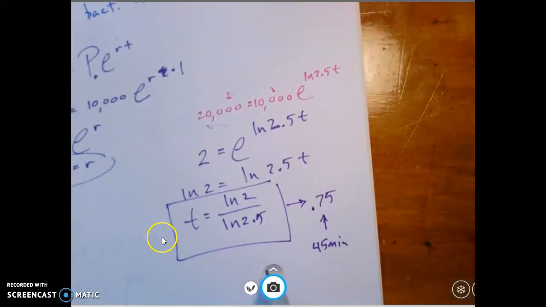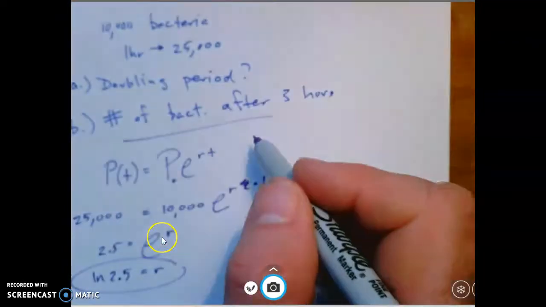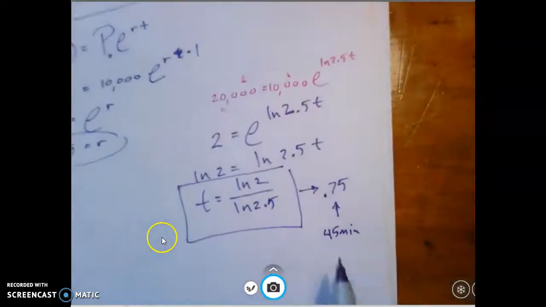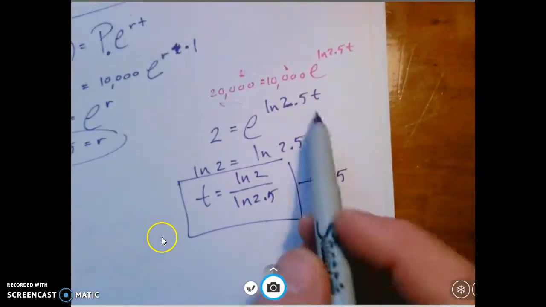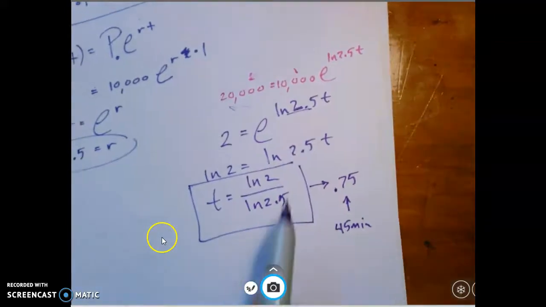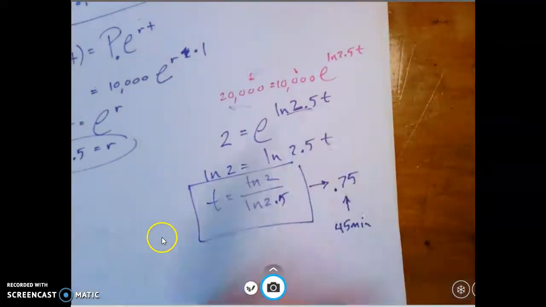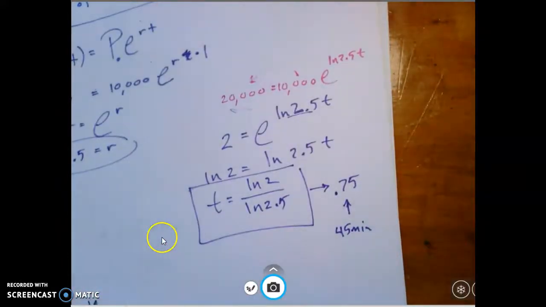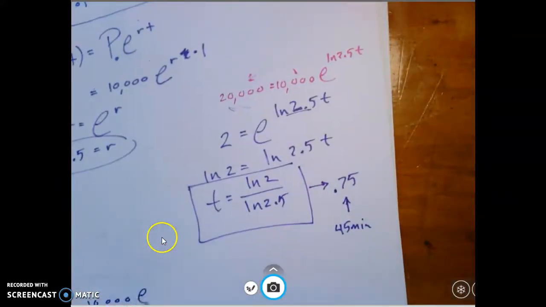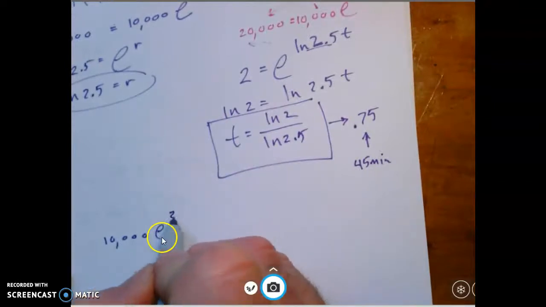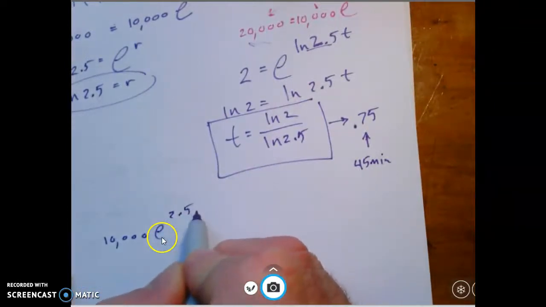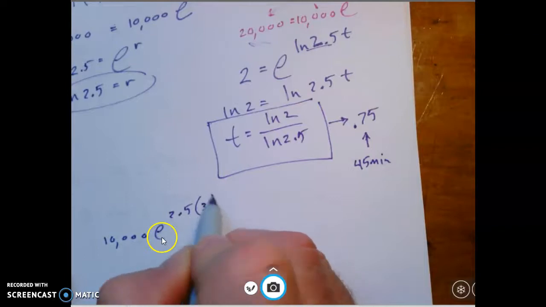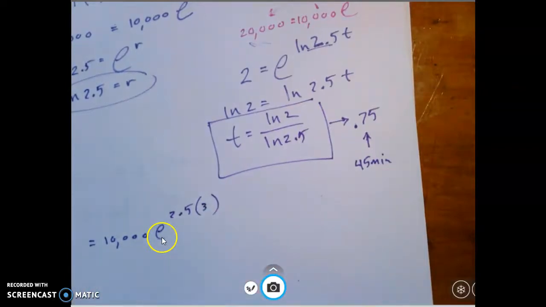So from there the question becomes, how many bacteria after 3 hours? I already calculated a doubling period, but that doesn't apply here. I simply take this number, ln of 2.5, and instead of having t equal 1, I put in 3. So I take my 10,000 times e to the ln of 2.5 times 3, and my question is, what's that going to equal?